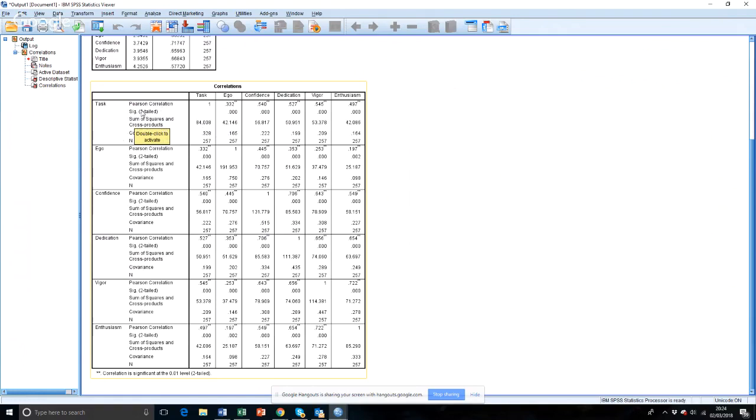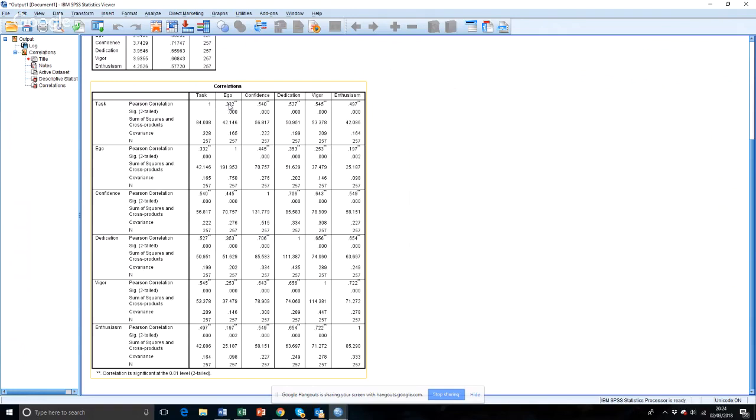The cross products you'll find underneath the correlation for each of the variable pairs that you're interested in. So here, task and ego, we have the sum of the cross products, which is 42.14. We have a covariance statistic, and we also have n, which is essentially our sample size, the number of cases that we use to calculate those statistics.